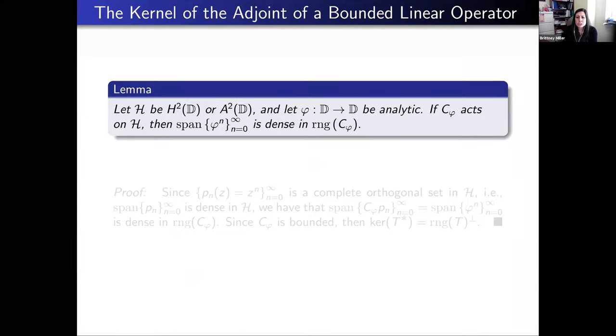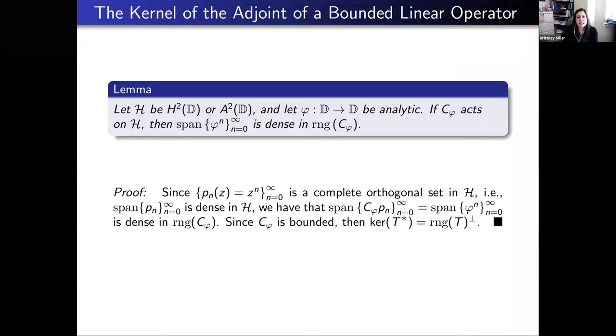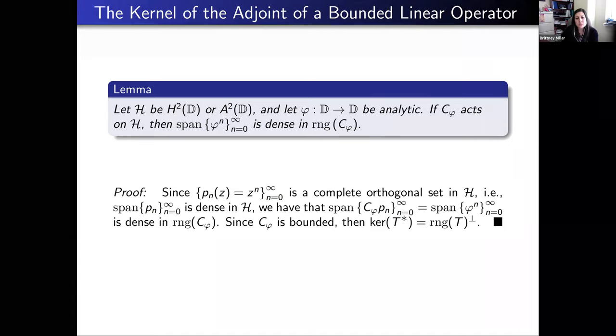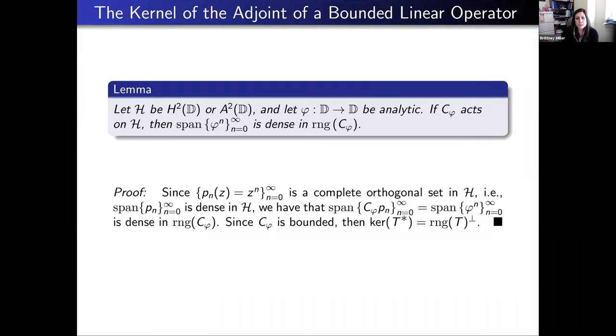Okay, this is just a quick result to say that the span of phi to the n is dense in the range of C phi. And in particular, if C phi is bounded, which we know it always is on the Hardy space and the Bergman space, then the kernel of C phi star is just going to be the orthogonal complement of the range of C phi. So again, we have some examples of when the kernel is non-trivial.